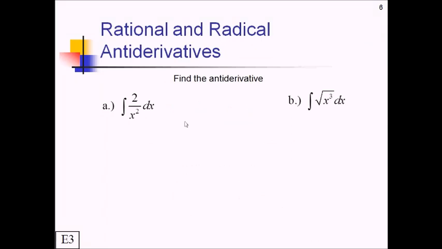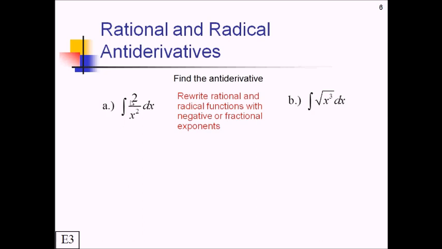Here's a couple of oddball problems. What do we do when we have rational and radical functions? Well, what did you do when you were using regular power rule? Oh, that's right. You rewrote the rational and radical functions with either negative or fractional exponents, or both if you had both functions combined together. So let's do that over here on the left side.